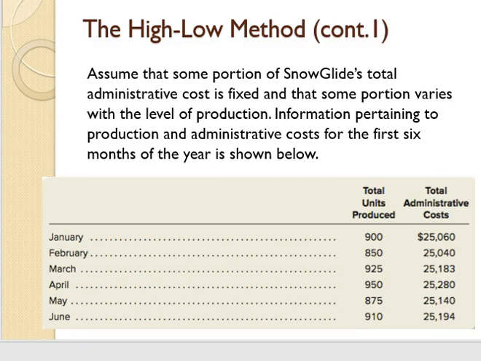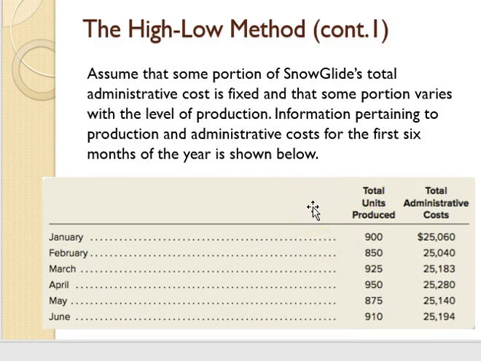Assume that some portion of Snow Glide's total administrative cost is fixed and some portion varies with the level of production, so it's semi-variable. Information pertaining to production and administrative costs for the 6 months is shown below. Now you notice that you have all the total units produced, and they have different amounts. If they were exactly the same, for example, like $2 per unit, this would be 1800, this would be 1700, this would be 1900. But you notice if you divide these numbers, you're going to come up with different averages because there's a fixed component. Because remember, what's the definition of variable cost?